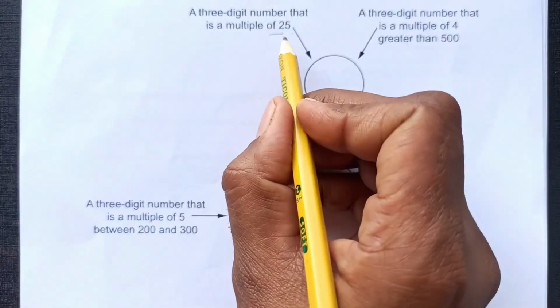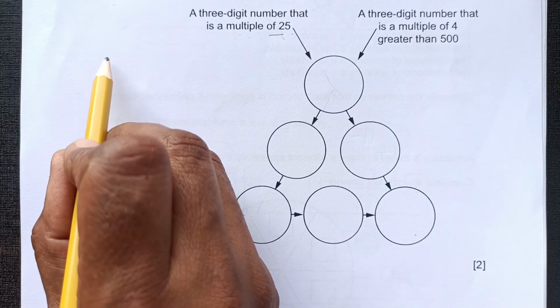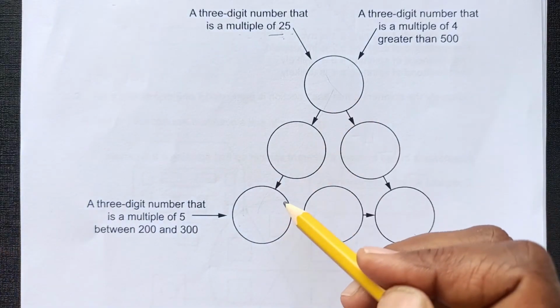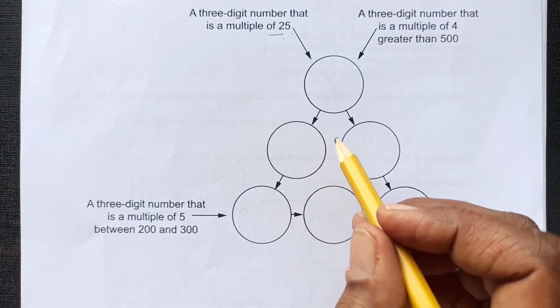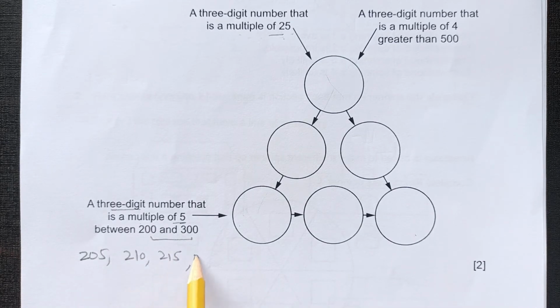So the first 3-digit number, it should match actually. You need to be very careful. Let me start with this here: a 3-digit number that is a multiple of 5 between 200 and 300. After 200 we have 205, 210. These are multiples of 5, 220, and so on up to 300.